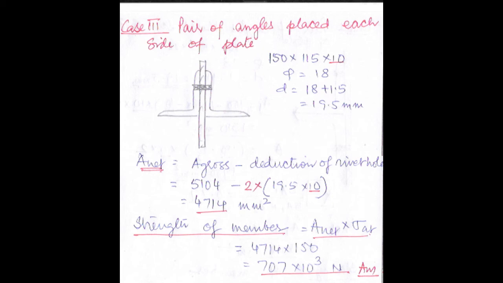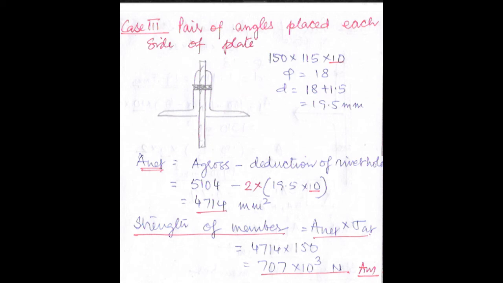So this is the method to find the net area for pair of angles placed each side of the plate, correct? Finally, the strength of the member is A net multiplied by sigma AT. So sigma AT is 150 and A net is 4714 millimeter square. This gives out to be the answer as 707 multiplied by 10 cube Newton.